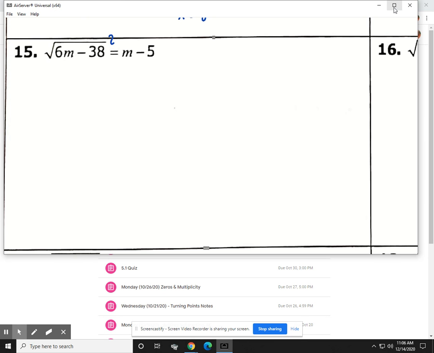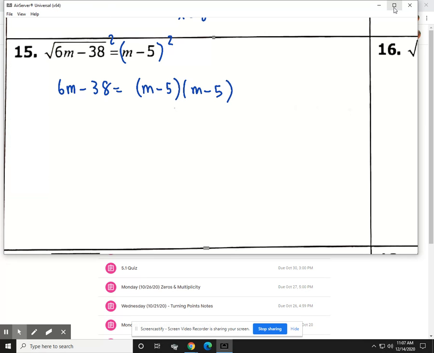I know to square the left side, it's done. But what about the right side? It's m minus 5. You got to square the whole thing. So you got to put it in parentheses and square it. That makes this problem a little harder because the left side is easy, it's just 6m minus 38. But the right side, remember, m minus 5 means m minus 5 times m minus 5. So I've actually got to go through the process of multiplying all that out. And that's why this is a little harder, okay?